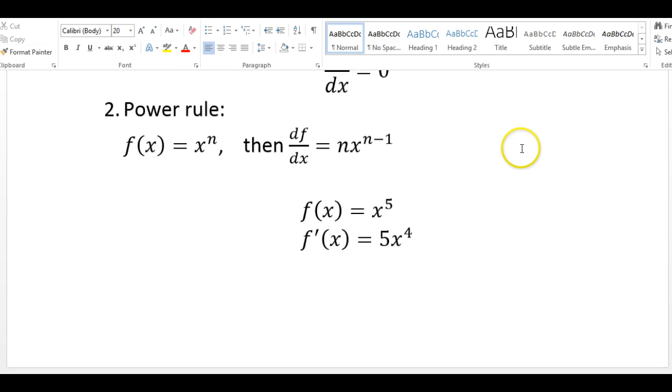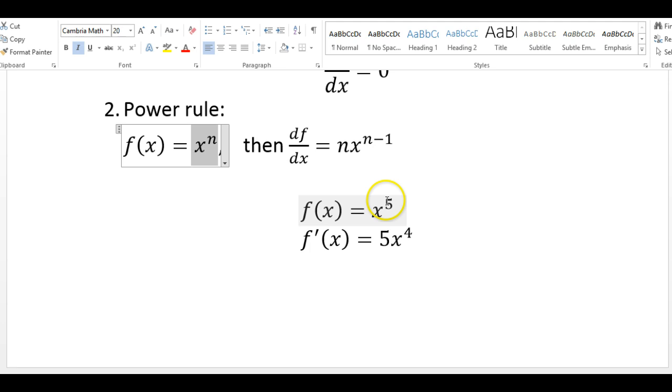The second most important rule is the power rule. Let's spend some time on that. If your function is just a simple power of x, finding the derivative is very easy. What you do is you bring the power forward, then you write x, and you subtract 1 from the power, so n minus 1. For example, take x to the 5. The derivative would be: the 5 goes to the front, then x, and you subtract 1 from the 5, making it 4. So it's 5x to the 4.